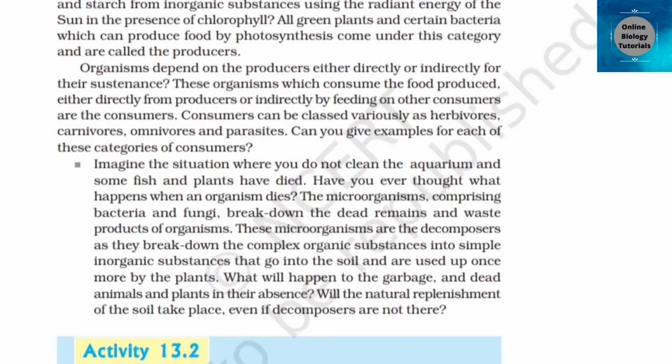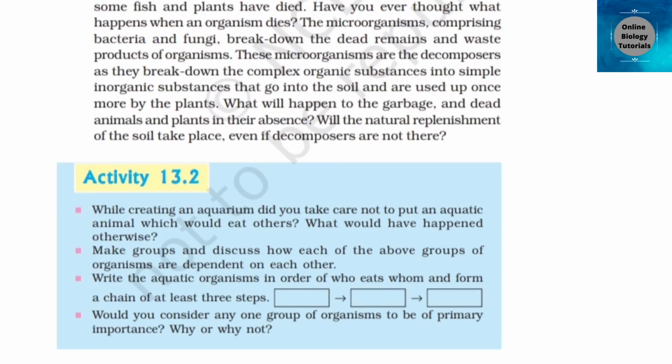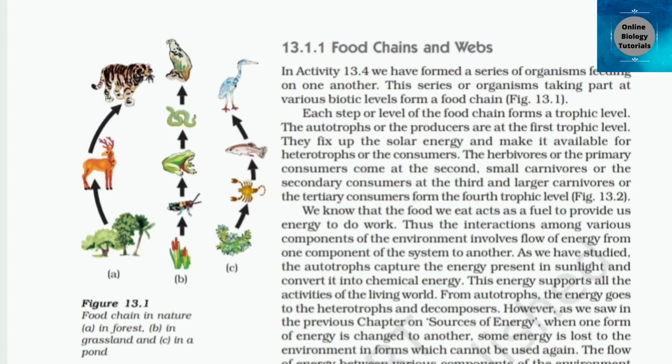Activity 13.2. While creating an aquarium, did you take care not to put an aquatic animal which would eat others? What would have happened otherwise? Make groups and discuss how each of the above groups of organisms are dependent on each other. Write the aquatic organisms in order of who eats whom and form a chain of at least 3 steps. Would you consider any one group of organisms to be of primary importance? Why or why not?